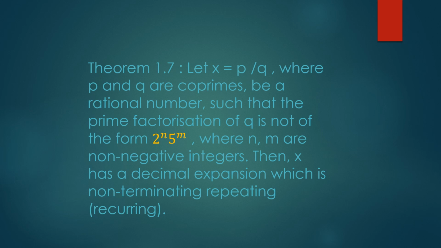Here, I have to say p and q are co-prime numbers, which means it's in the standard form. You cannot divide it further. That's all. The last line is very important. x has a decimal expansion which is non-terminating repeating. Repeating means the block is again and again repeating. As we saw in 1 upon 7, the block was repeating and you did not get remainder 0. It means it was non-terminating.